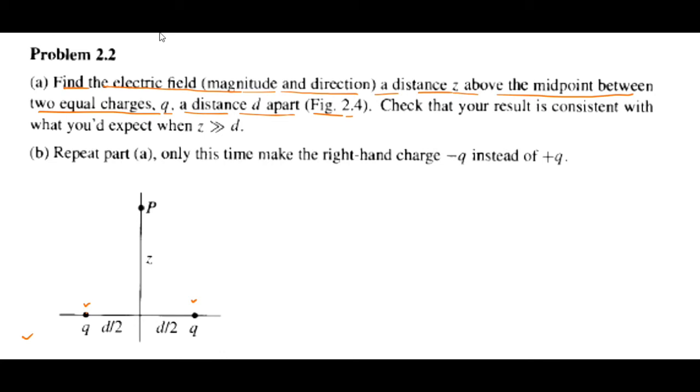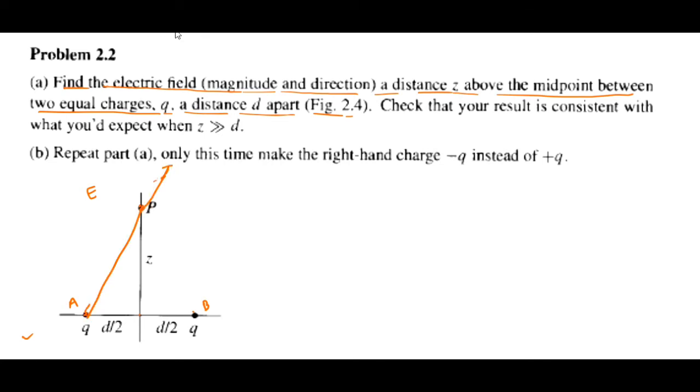Then we have to find the electric field at the point P. That is, this point P is at a distance z from the center of the two charges. Okay, to solve this problem, first let us find the electric field due to this charge. Let us write that this charge is situated at the point A, and the second charge is situated at the point B. Then the electric field at the point P due to this Q charge, I can write in this way.